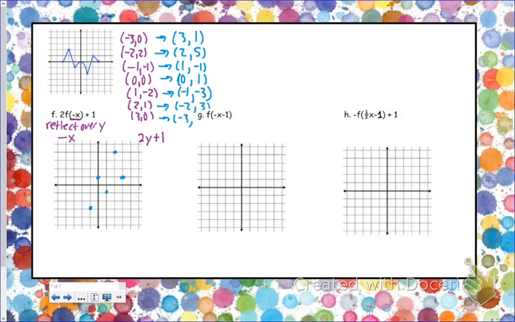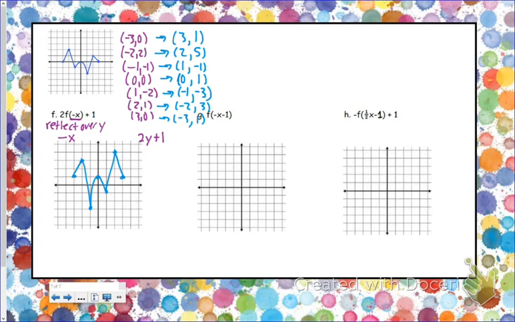Multiply by 2, add 1. Multiply by 2, add 1. So (-2, 3) and (-3, 1). And there's my graph. So it's the same graph, but it has been reflected over the y, shifted up 1, and stretched by 2 vertically.